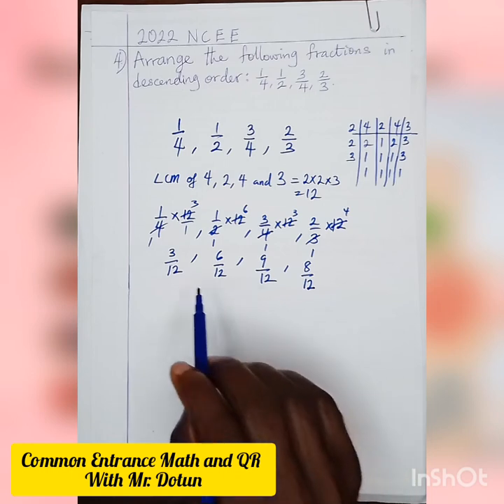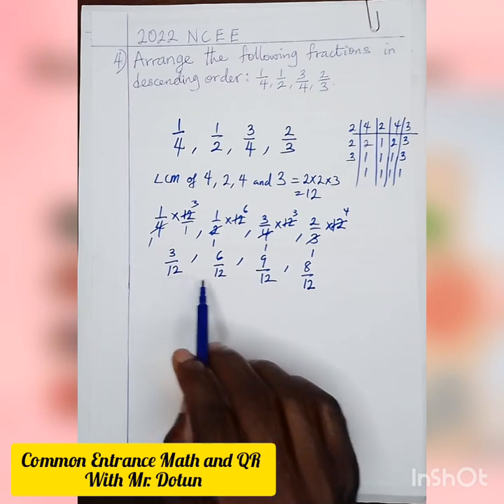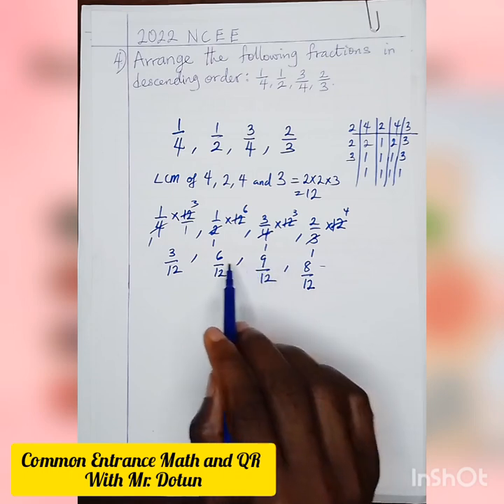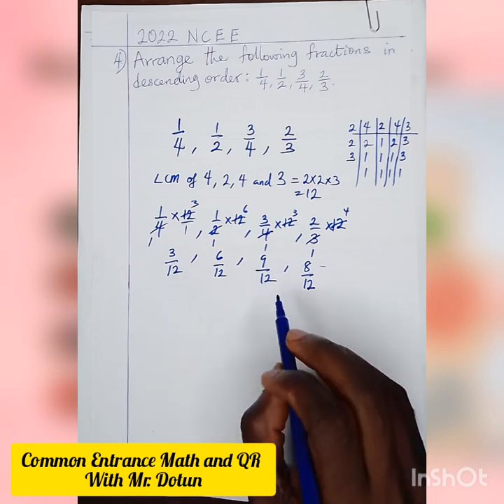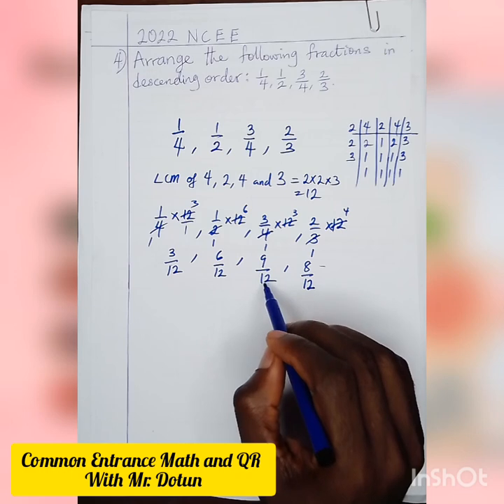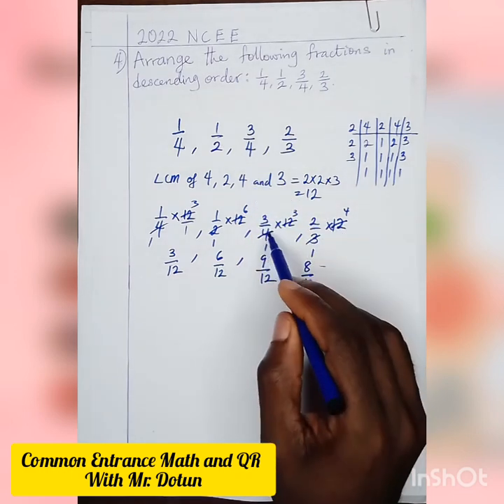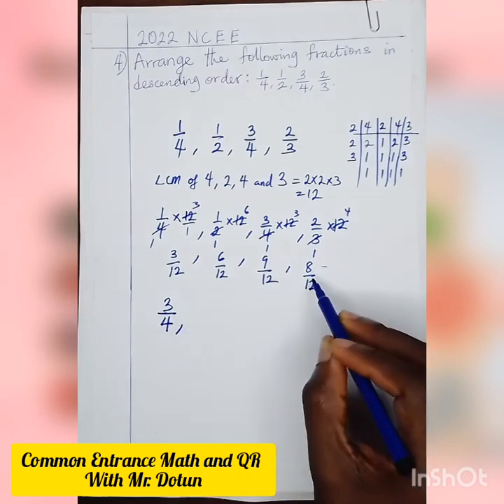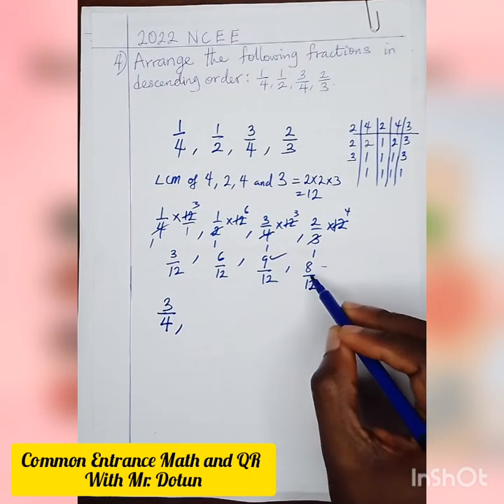Now, having the equivalent fractions with the same denominator, we check the biggest. We have 9 out of 12. Which fraction is equal to 9 over 12? That is 3 over 4. So the biggest is 3 over 4, followed by 8 over 12.